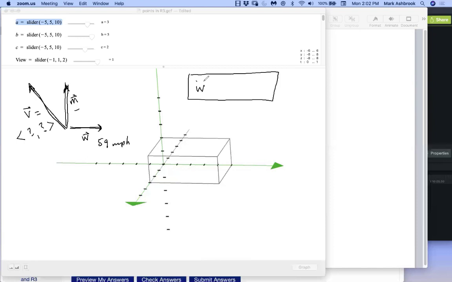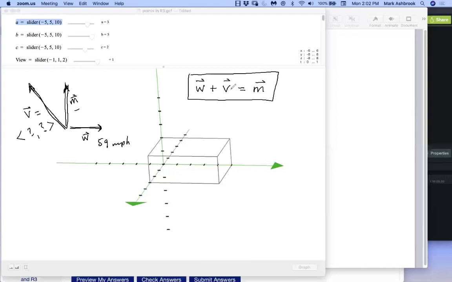W minus. No, it's going to be plus, right? Does that make sense? Yes. The wind is blowing the plane this way, the engine is blowing the plane this way, and the resultant motion of the plane is this way. So you're going to add V and W to get M. Is that okay? All right.